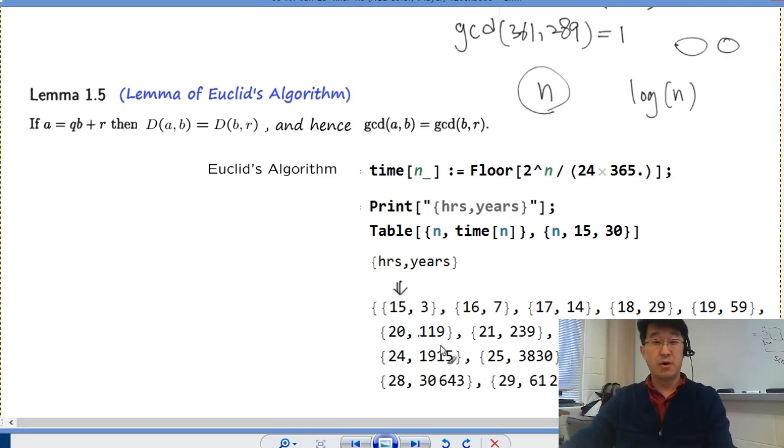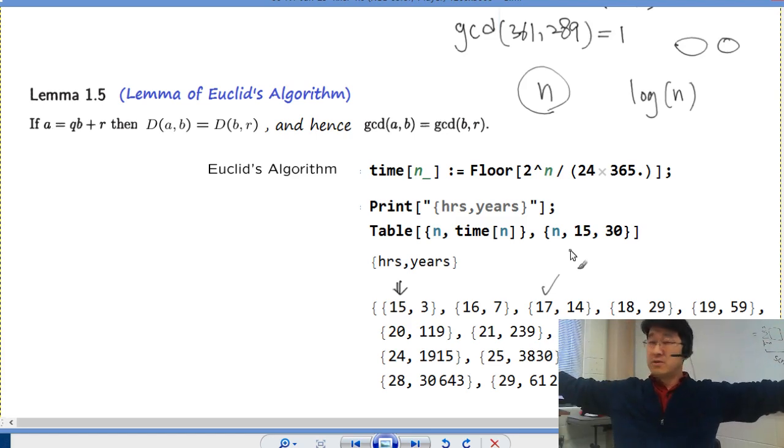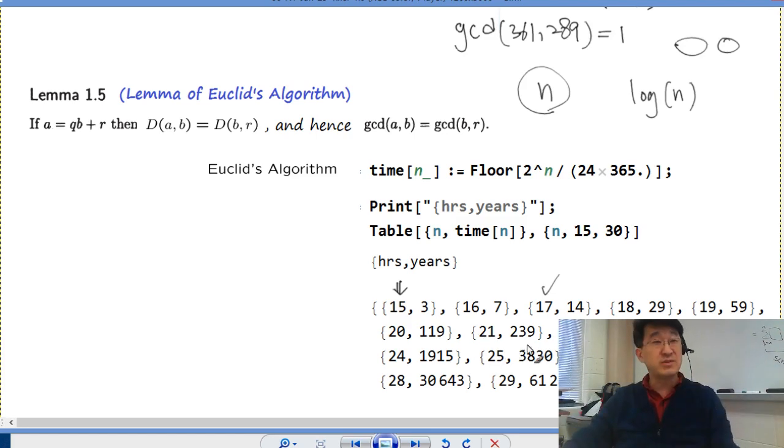All right, let's push it a little further. Let's go up to 2 more hours. Why not? Crank the machine, make the number such that the Euclidean algorithm takes 17 hours. The other guys, not knowing the secret, 14 years.